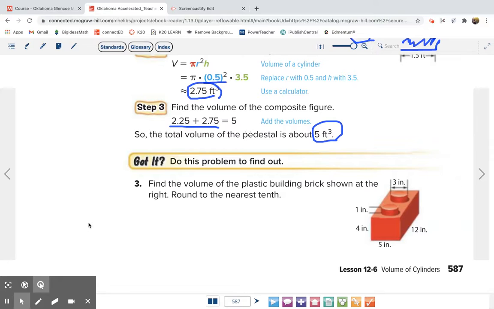So you're going to try one of these. Again, I know these are a little more complicated. Try your best. I'm going to go over it with you. It says find the volume of the plastic building brick shown at the right. So it looks like a Lego. Round to the nearest tenth. Try that, and then we'll go over it together, and this will be the last question.